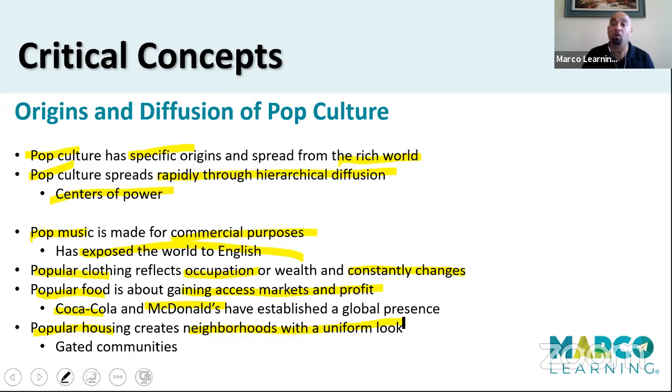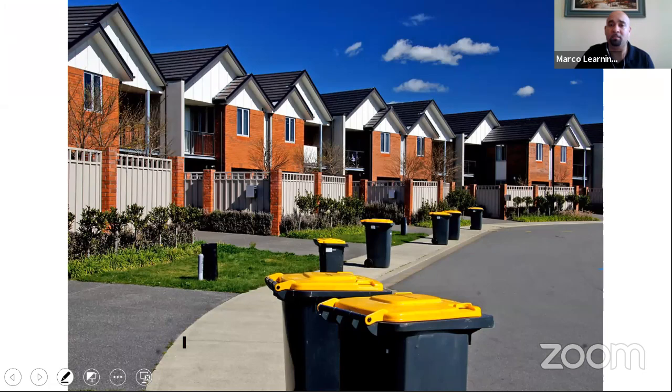Another example is the idea of gated communities where all the buildings, all the structures, might not be identical, but they're pretty close to it. On this next slide, I have a picture of what that looks like. Here is a neighborhood where every building looks the same. And it contributes to that uniform landscape.